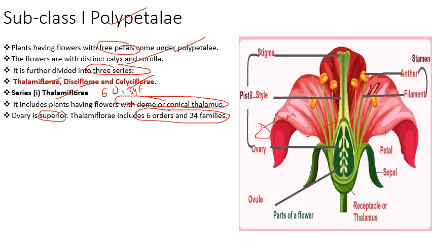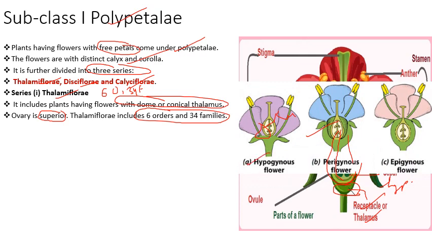Next, so this structure is known as thalamus. This basal structure is known as thalamus. receptacle भी से कहा जाता है. इसके ऊपर floral parts है. This is ovary. और जब जो floral parts है they arise from the base of ovary, then we can say this condition of ovary is hypogynous and ovary is superior.